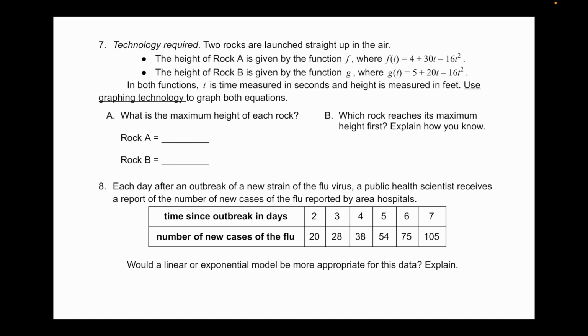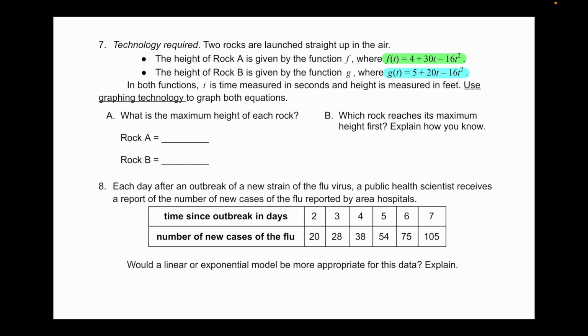2 rocks are launched straight up in the air. The height of rock A is given by the function f, where f of t is equal to 4 plus 30t minus 16t squared. And then we have the height of rock B, which is given by function g, where g of t is 5 plus 20t minus 16t squared. So in both functions, t is time measured in seconds and the height is measured in feet. We want to use graphing technology to graph both equations.